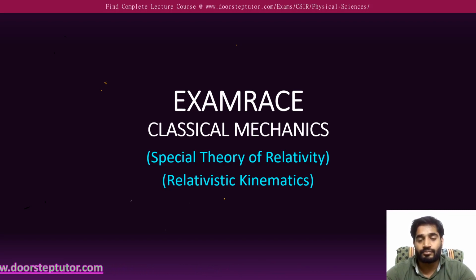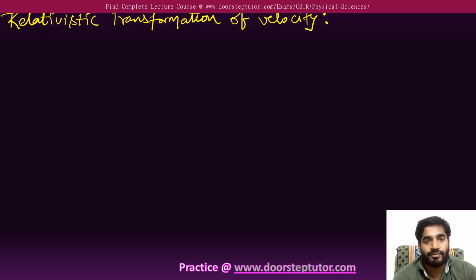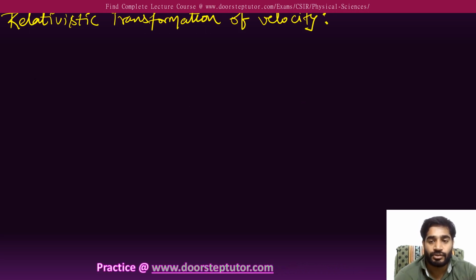This is classical mechanics and we are here for the special theory of relativity, and that is relativistic kinematics, the sub part of the special theory of relativity. So here we will see the relativistic transformation of velocity.